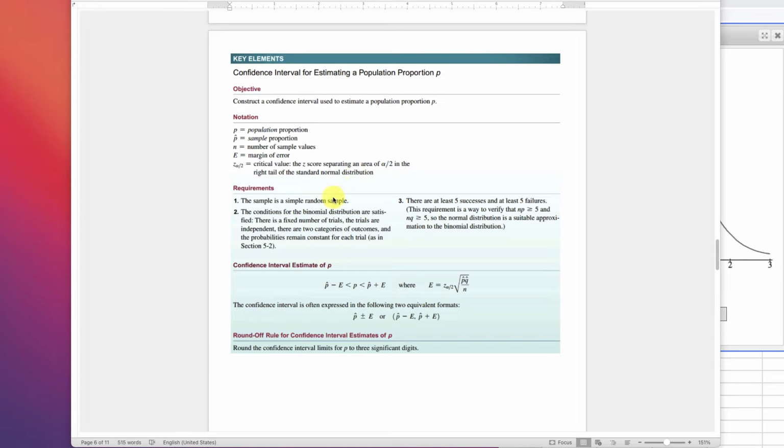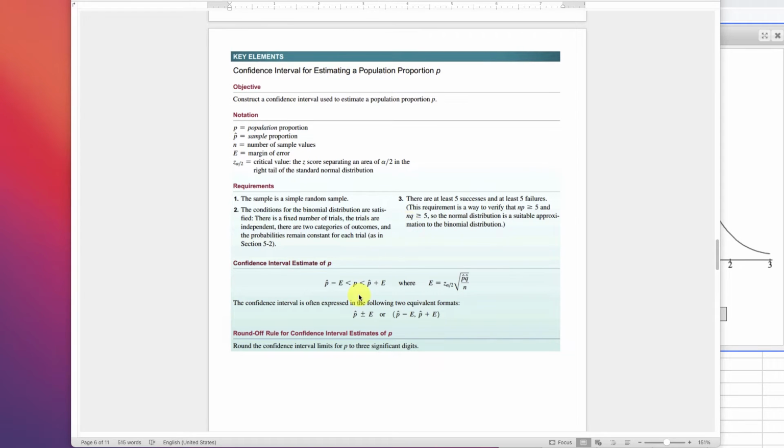So the requirements are that we need a simple random sample, which we normally have. The conditions for a binomial distribution have to be met. And then we have to have 5 successes and 5 failures, so np and nq are at least 5. And this is what the confidence interval looks like. Our true population proportion is somewhere between p hat minus E, so go to the left, and p hat plus E, where E is our error. You also might see it described as p hat plus or minus E, or in notation as an interval like that. And we usually round off to 3 digits.